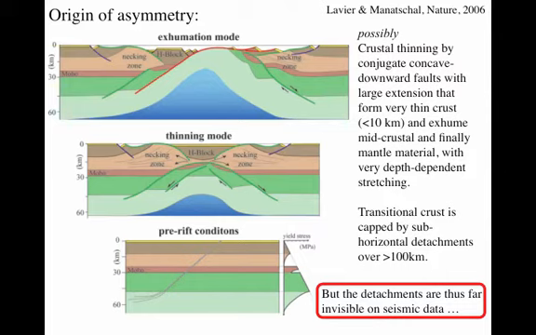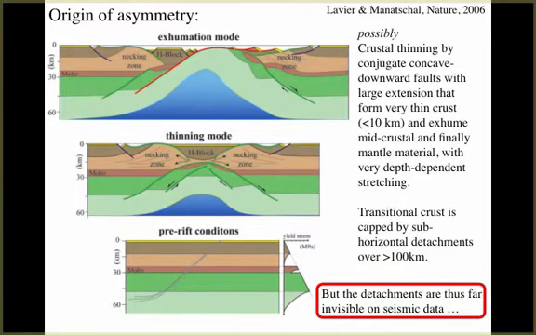So possibly crustal thinning by these conjugate concave downward faults with large amounts of extension that are forming very thin crust and exhume the mid crust and finally mantle material with this very depth dependent stretching. And so if you start with, in the pre-rift stage, this high angle normal faulting that leads to these tilt blocks, and then finally the formation of these low angle detachments, and ultimately exhumation of upper mantle rocks.